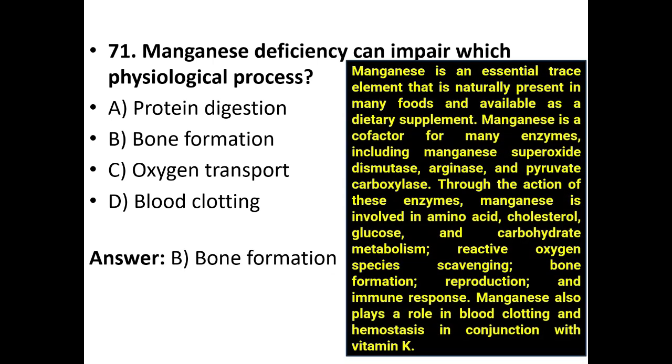Manganese is an essential trace element that is naturally present in many foods and available as a dietary supplement. Manganese is a cofactor for many enzymes including manganese superoxide dismutase, arginase and pyruvate carboxylase. Through the action of these enzymes, manganese is involved in amino acid, cholesterol, glucose and carbohydrate metabolism, reactive oxygen species scavenging, bond formation, reproduction and immune response. Manganese also plays a role in blood clotting and hemostasis in conjunction with vitamin K.